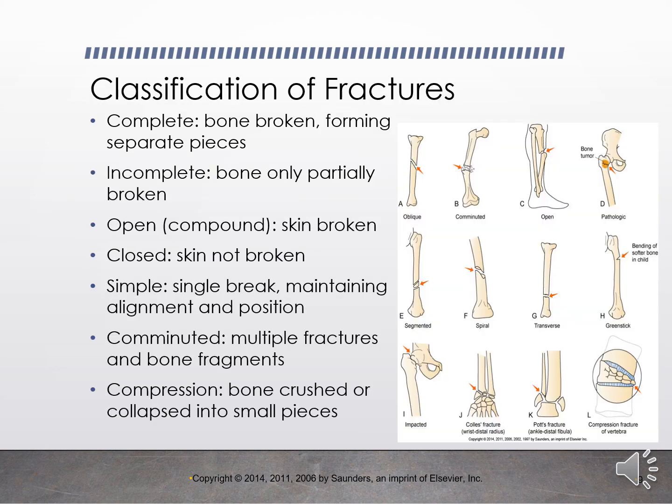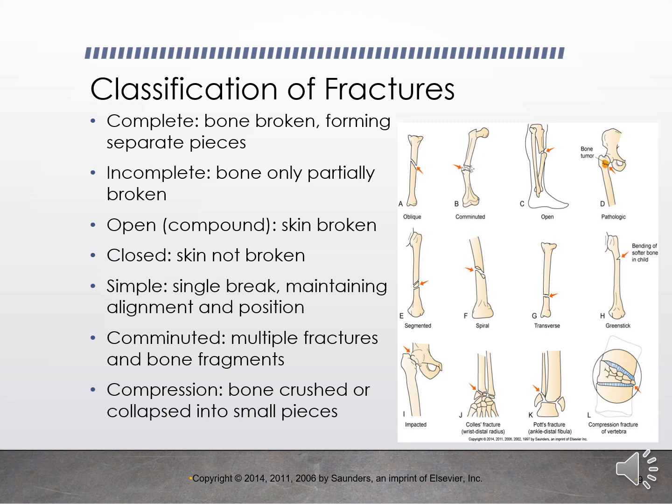There's lots of classifications of fractures. Most of them are pretty self-explanatory, but make sure you're familiar with them. They are on page 169 in your book for pictures. A complete fracture is a broken bone forming two separate pieces. Incomplete is a bone that's only partially broken. An open or compound fracture is when the skin is broken. Closed is when the skin is not broken.